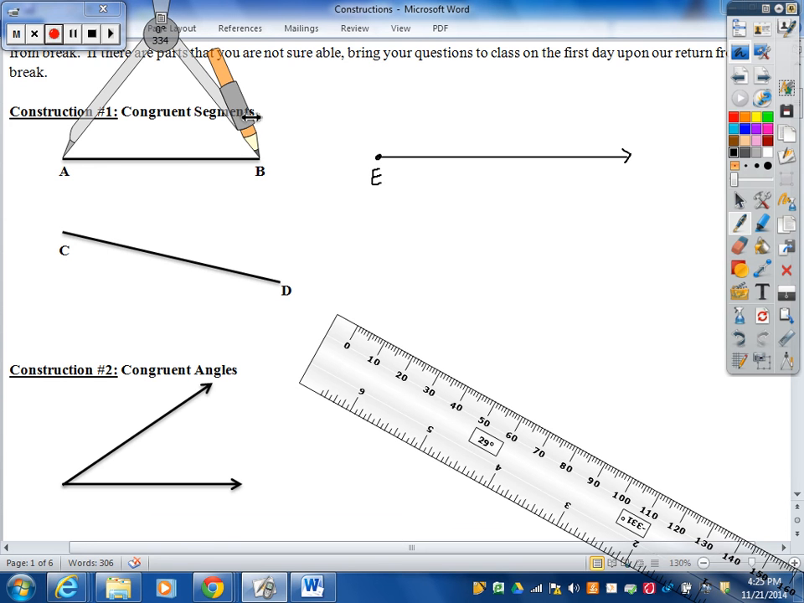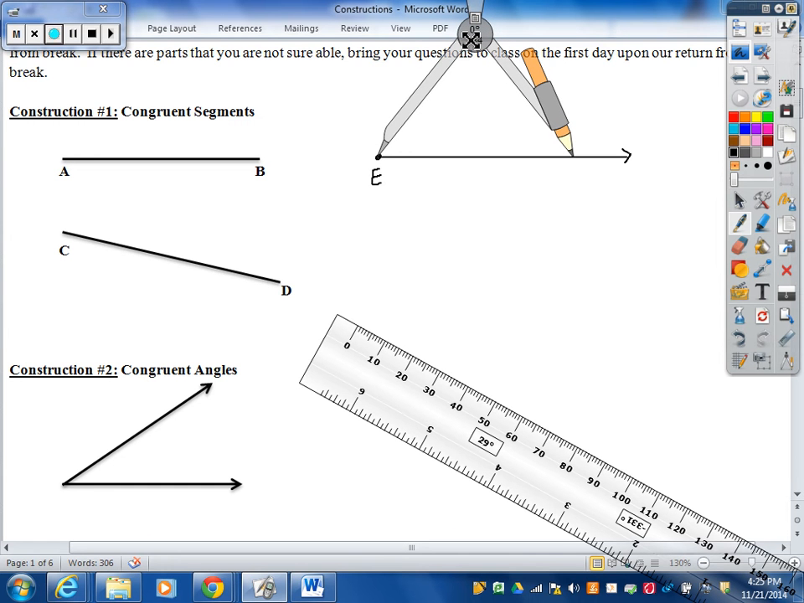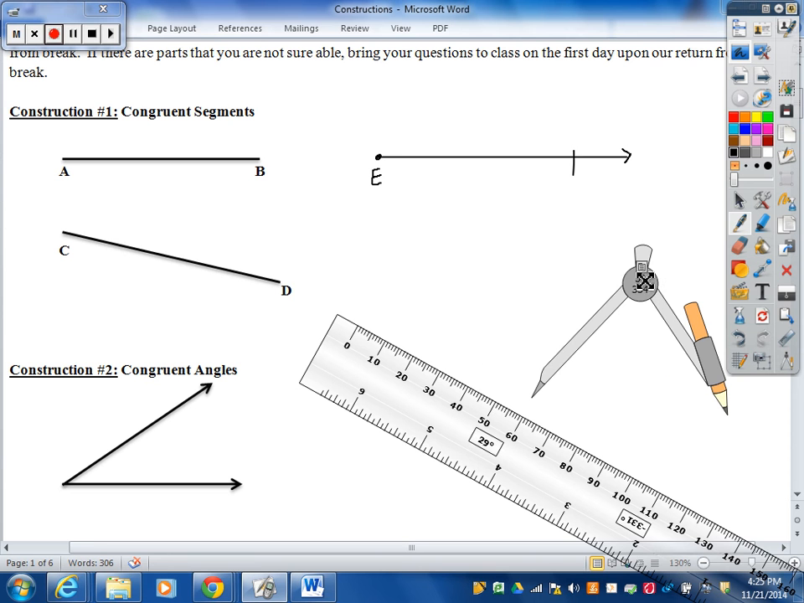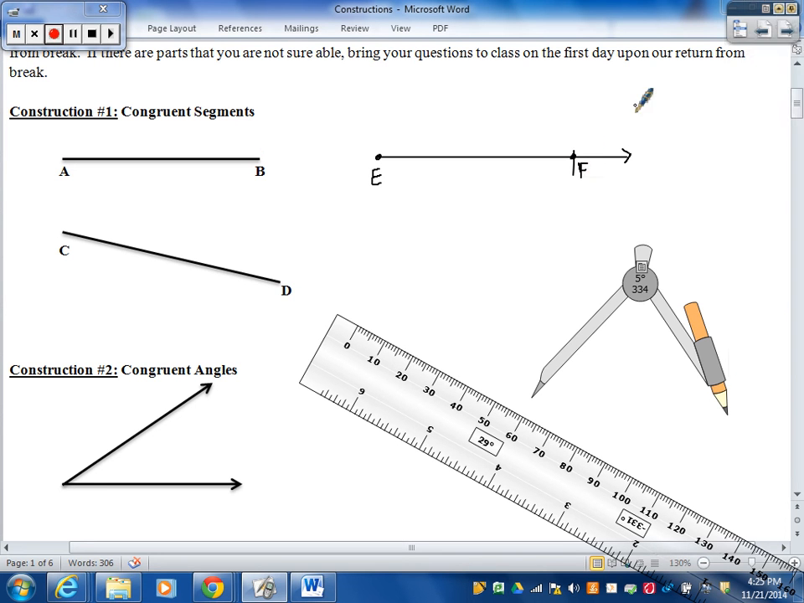It's kind of hard for me to be extremely accurate with this technology on this big board, but hopefully you can be much more accurate on your paper. Take that compass, place one endpoint on E, and then with your pencil, make that mark. That distance is the same length as this distance over here. I'm going to make that point F, and as a result, I know that AB is congruent to EF.